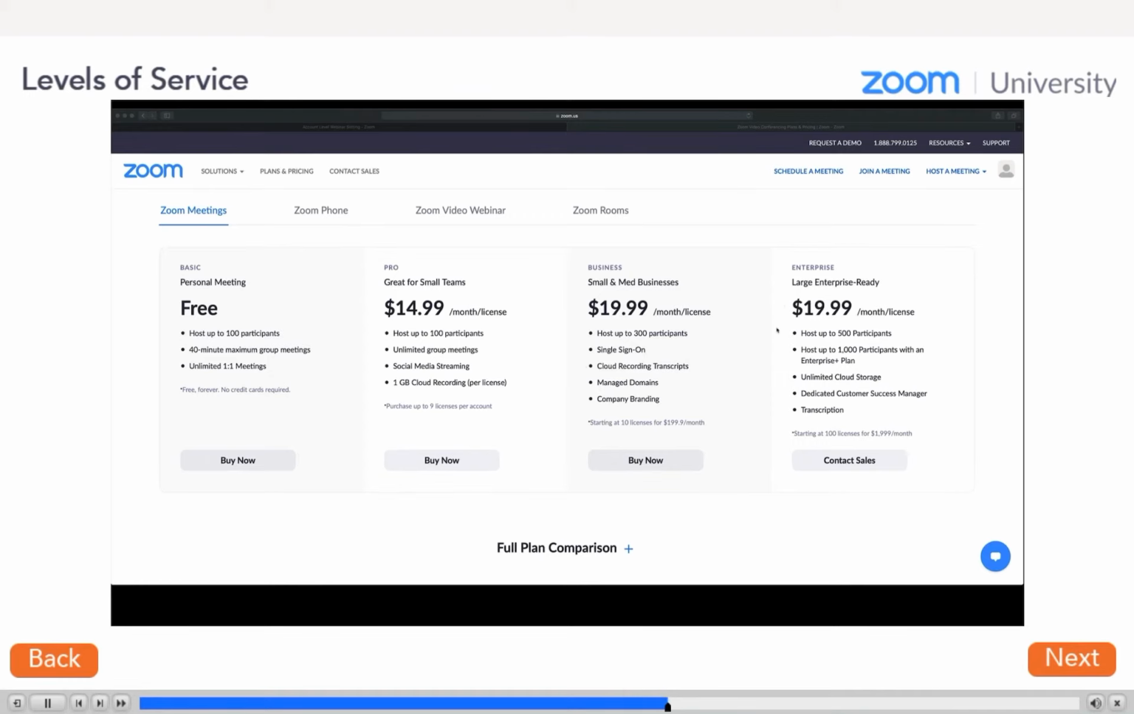And then if you have 100 licenses, you're eligible for the enterprise plan. That automatically gives you the large meeting 500. You have unlimited cloud storage, a dedicated customer success manager, transcription, and so forth.